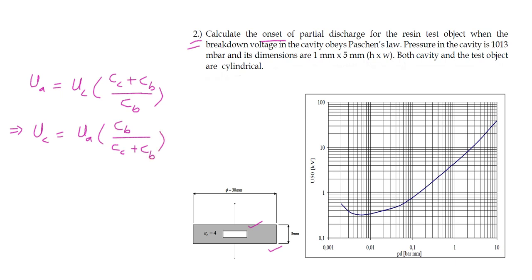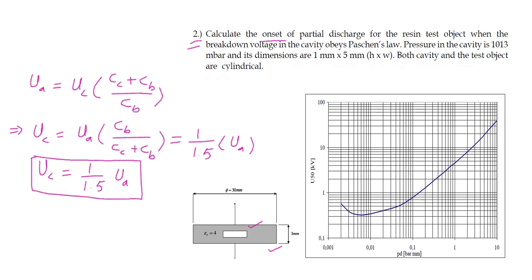In the previous solution, we calculated the values of CB and CC, and if we plug those values in, we will get 1 over 1 plus CB divided by CC plus CB. We will get it equal to 1 over 1.5 multiplied by UA. Okay, so that will be our UC. Again, UC will be equal to 1 over 1.5 times UA.